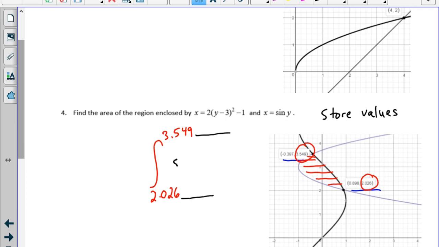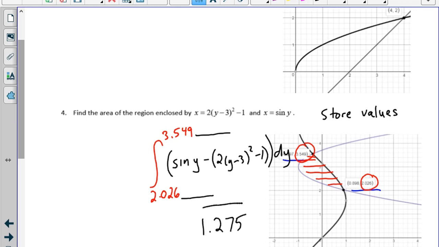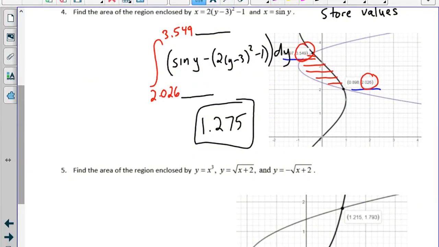So my rightmost curve in this problem is sine of y. And then I'm going to subtract my leftmost curve, which is 2 times y minus 3 squared minus 1. And I'll do all of that in terms of dy. When I substitute that in the calculator, I get 1.275, and I rounded that to 3 decimal places. So that is number 4. Notice that that gives me this area by right minus left.